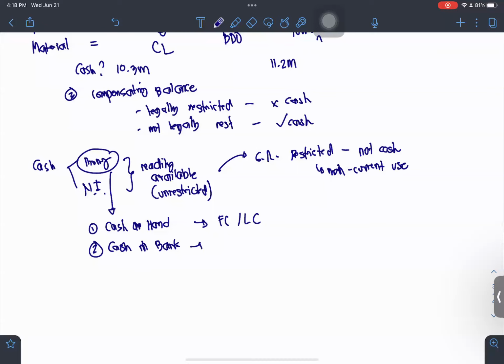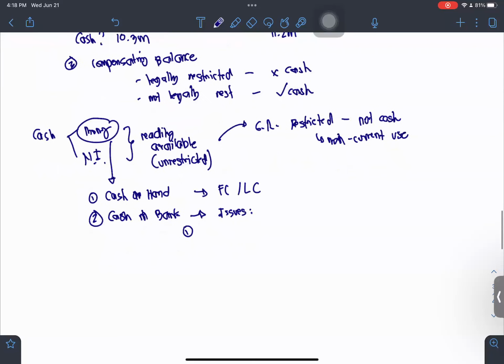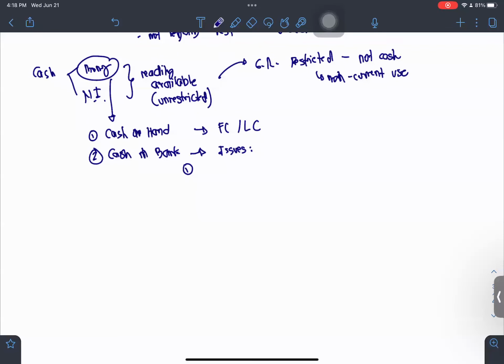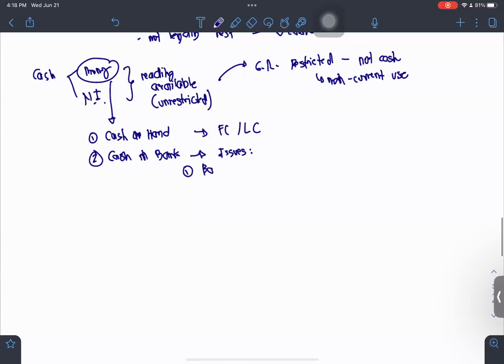For cash in bank, you have a problem if ever any of the issues here are present. What is the first issue that we have discussed regarding cash in bank? It is known as your... okay. Let's start first with bank overdraft then.